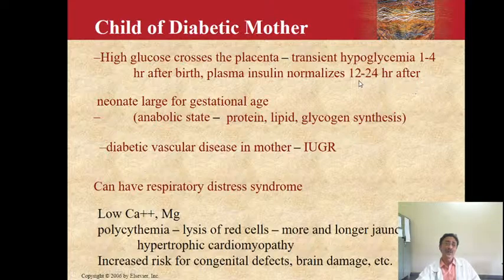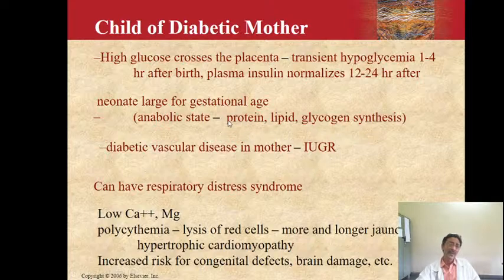Therefore, for a child of a diabetic mother, the risk of hypoglycemia is still higher. The child born is large for gestational age. That means the child normally should be somewhere around 3.5 kgs, whereas for a diabetic mother, the weight of the child is somewhat large for that particular gestational age, and they may be born as a 4.5 kg child. It's an anabolic state where protein, lipid and glycogen synthesis takes place.